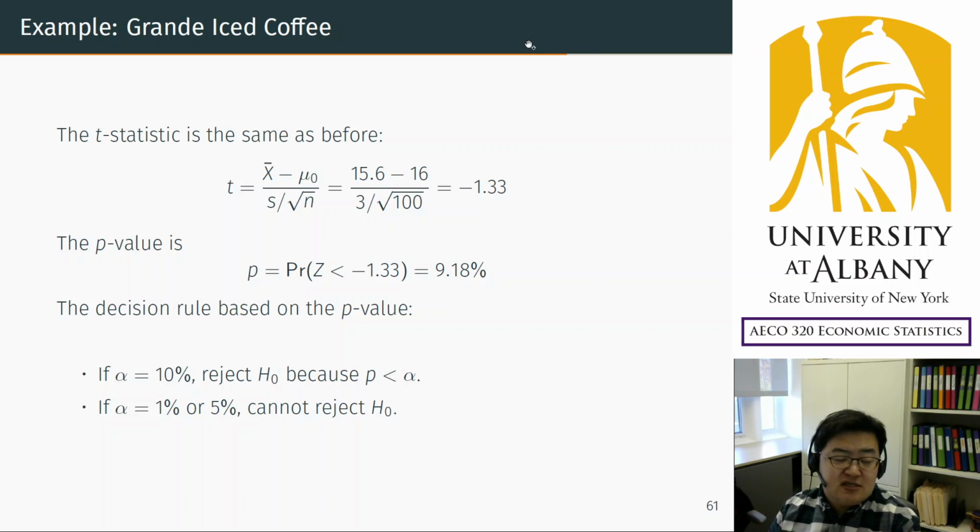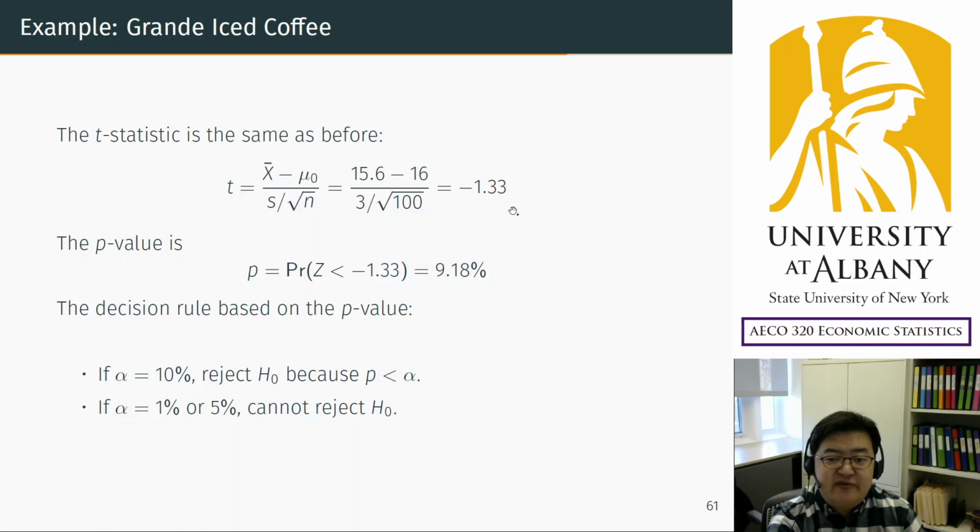So first, the t-statistic, no difference. It's the same. So what you observe is 15.6, but what you believe is 16. So the difference is standardized by the sampling distribution standard deviation. So 3 is the underlying standard deviation for a single coffee, and the square root of 100, the sample size is 100, and combine all of them. The t-statistic is minus 1.33333, just round up.